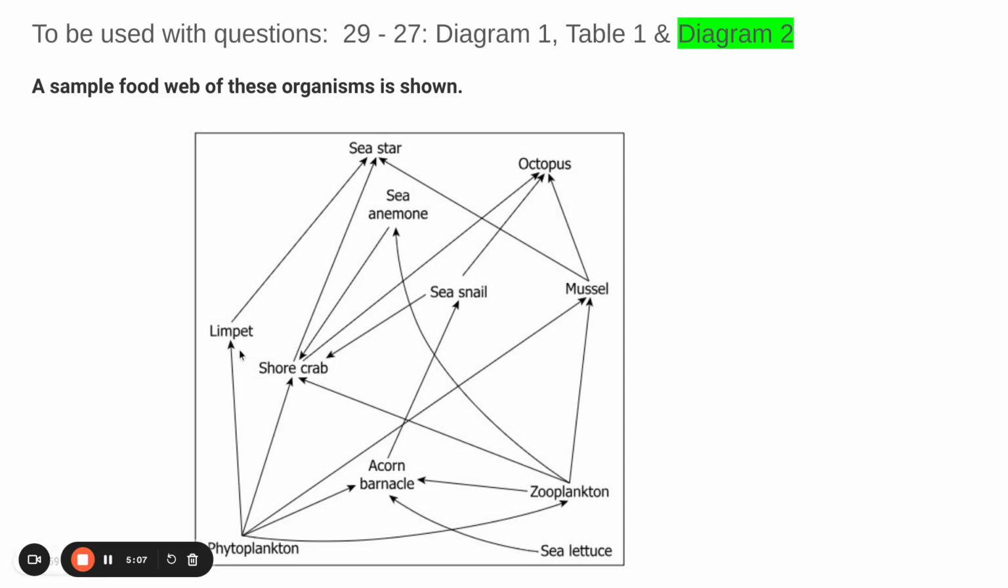So I think we put limpet as a primary. Who else did we put as a primary? Zooplankton, secondary, mussel, shore crab, sea anemone is a secondary, tertiary, shore crab, anemone, sea star, secondary. Okay, you get the idea.